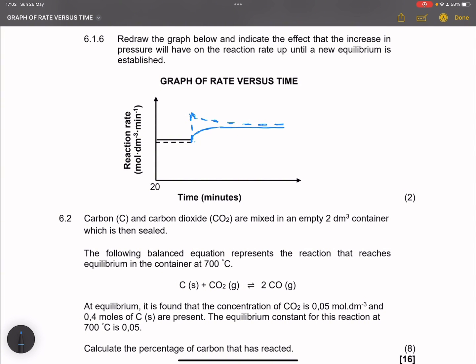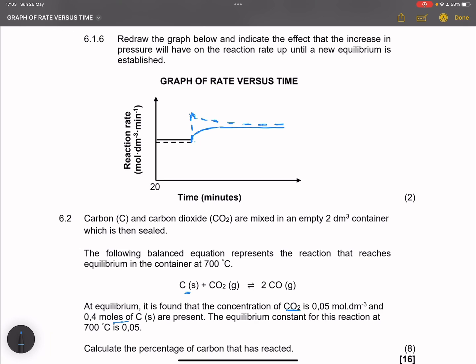Right, so there's our reaction, and we can see there we've got carbon, which is a solid. And remember, please, you do not include it in the equilibrium constant expression. Right, now they say to us, at equilibrium, it is found that the concentration of carbon dioxide is 0.05 and 0.4 moles of carbon are present, right? They say the equilibrium constant for this reaction at 700 degrees is 0.05. All right, now they want us to calculate the percentage of carbon that has reacted.